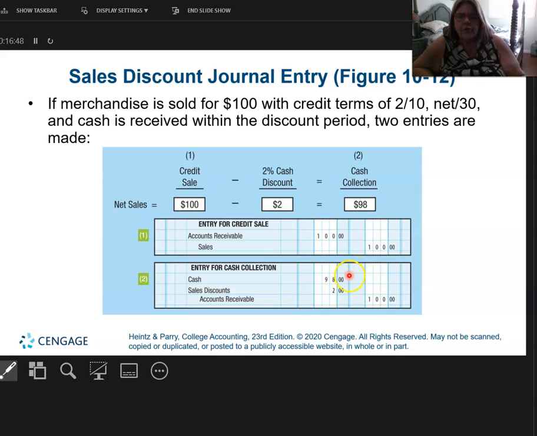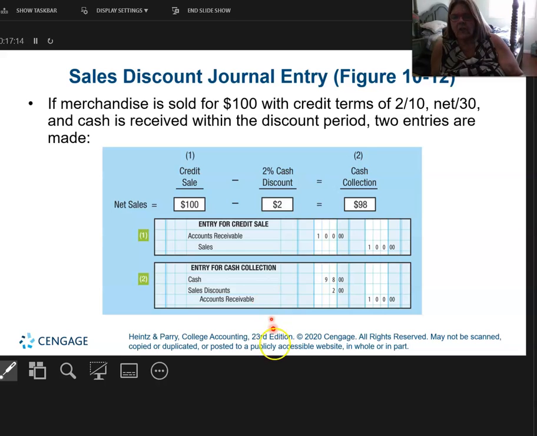So here's the journal entry. I debit cash for $98. I debit the sales discount account for the amount taken, but I have to credit accounts receivable for the full amount because they do not owe me the $2, and I need to wipe the $100 off of the books. So this is how to do the journal entry when I sell and when I collect the money.